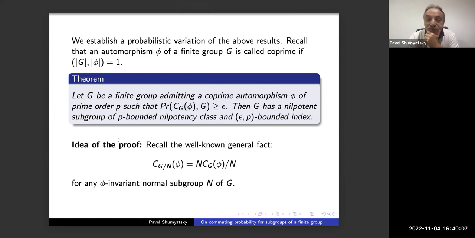Okay, the idea of the proof is that we will use a well-known fact, and this is precisely where we need phi to be coprime. Usually when you have an automorphism of a group and you consider a quotient by a phi-invariant subgroup, your automorphism, of course, induces an automorphism of the quotient. It's important to note that in the case that we consider, the fixed points of phi in the quotient are precisely the images of fixed points from the group G. And there will be no new fixed points. We will use this fact in the proof.